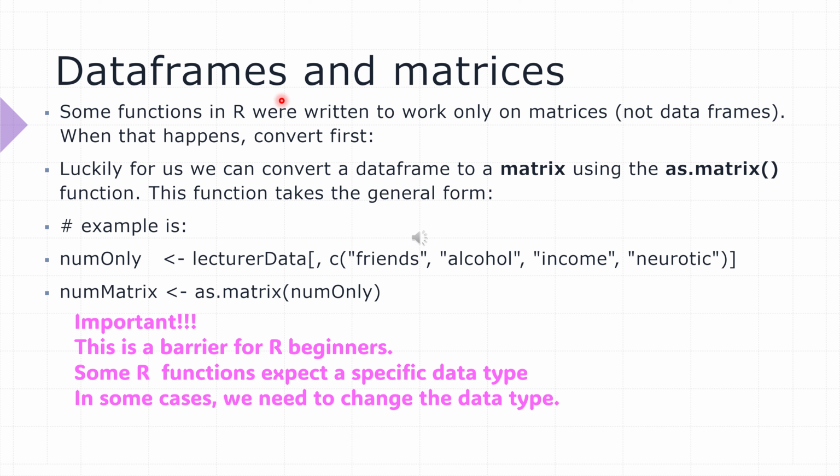Data frames versus matrices. Why your code sometimes does nothing. Some functions in R were written to work only on matrices, not data frames. When that happens, convert first: numOnly <- lecturerData[, c("friends", "alcohol", "income", "neurotic")], numMatrix <- as.matrix(numOnly). This type mismatch is a classic beginner hurdle in R. Unlike some software, R has many packages written by different authors. A few functions expect a specific data type.